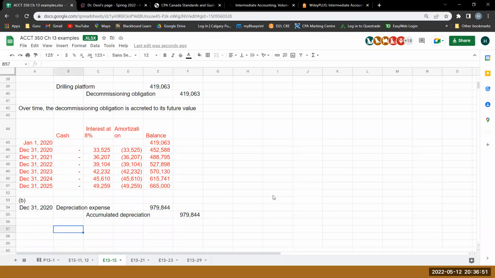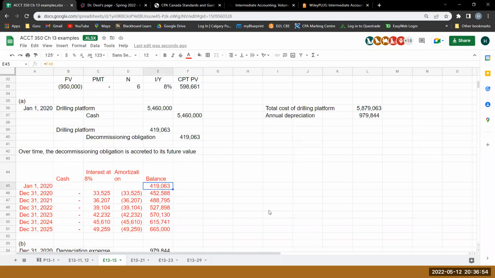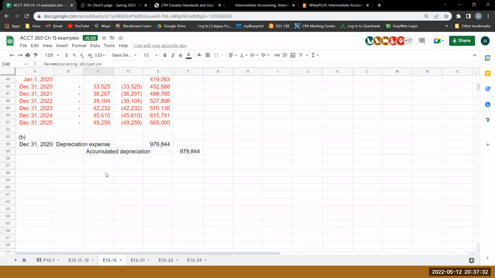So December 31st, you want to increase your decommissioning provision. I want you to pay attention to what should happen to your decommissioning obligation. You started with 419,063. At the end of the first year, you need it to be 452,588. So you need this liability to go up. When you want the liability to go up, liabilities are credits. So you want to credit the decommissioning obligation as part of your adjusting entry.